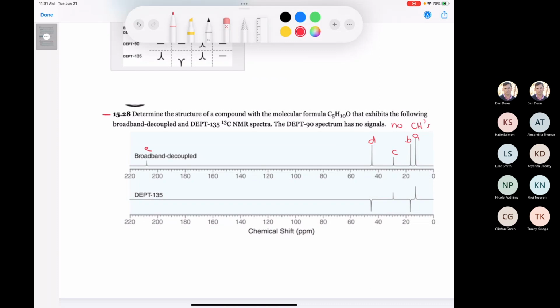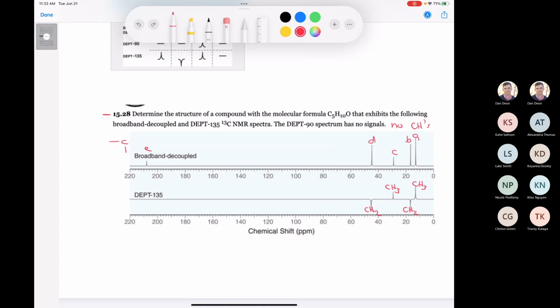What are the types of carbons? Well, there's no methines. Everything that's pointing down is a methylene. So that means that this is a CH2. This is a CH2. These are both pointing up. So these must be methyl groups, CH3, CH3. And then this signal up here doesn't show up in the broadband decoupled, and therefore it is a quaternary carbon, right? So it must be attached to something like this. However, if it has a chemical shift above 200, what does that tell us?